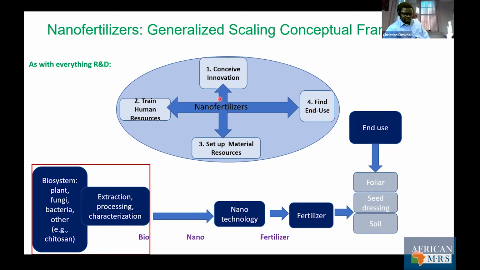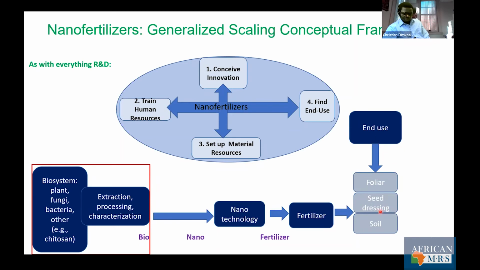So in this case, we are dealing with nanofertilizers, which if it is bio-nanofertilizer, then you have to consider again the bio steps, the plant, the fungi, the bacteria, and the other products like chitosan. You have to extract all of these, process them, characterize them, and then apply them to the nanotechnology, and then apply that nanotechnology to the fertilizer, produce your fertilizers, and then decide at this stage what types of product do you want: foliar, seed dressing, or soil. That will be for the end use.